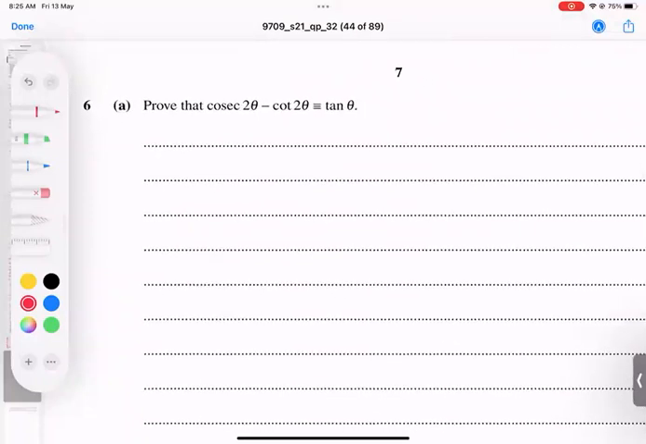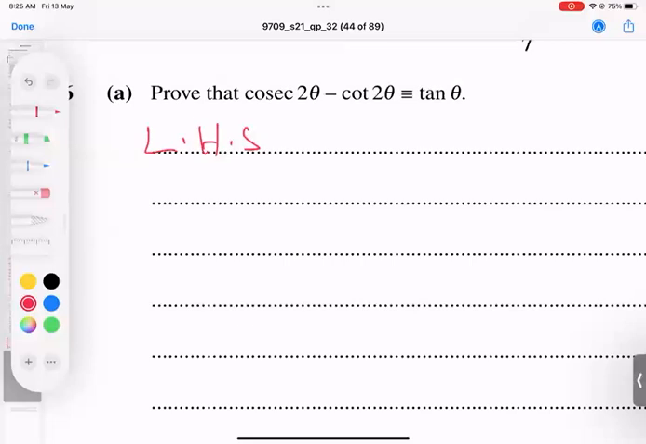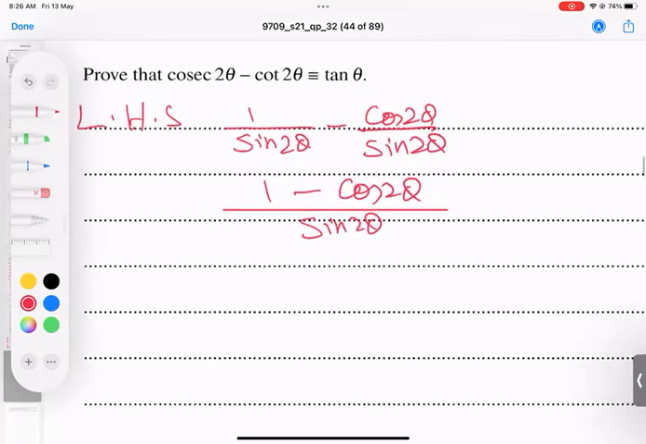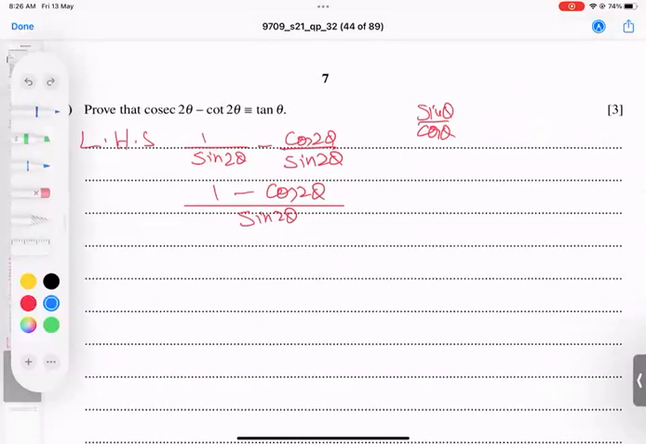Prove this left hand side equal right hand side. And you know it, I can take left hand side, I can take right even, but better to take the big one. What is cosecant? Cosecant is 1 over sine. Cot is cos over sine. Take LCM. LCM is very clear. Sine 2 theta, so 1 minus cos 2 theta. Make sure my target is tan, and tan is what? Sine by cos.